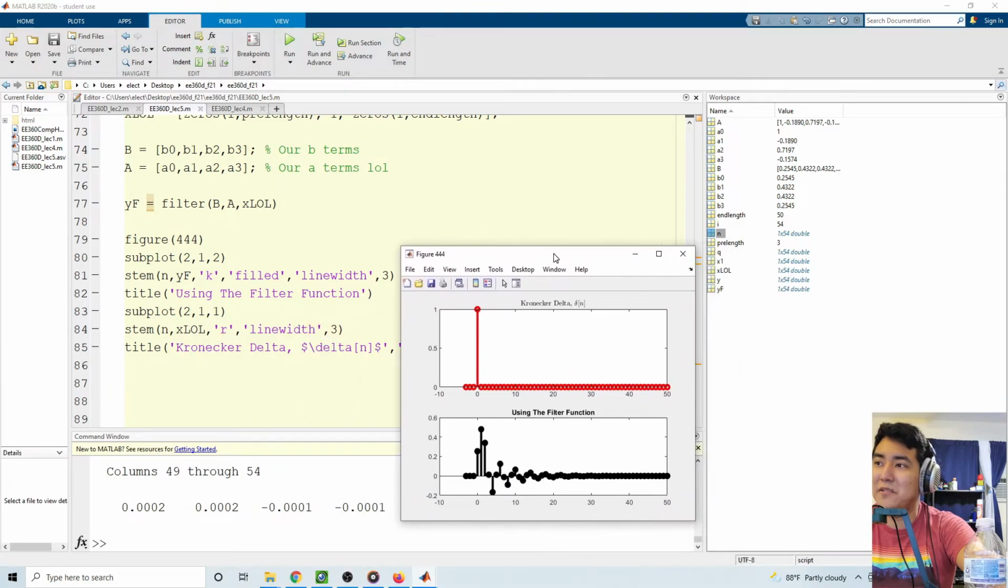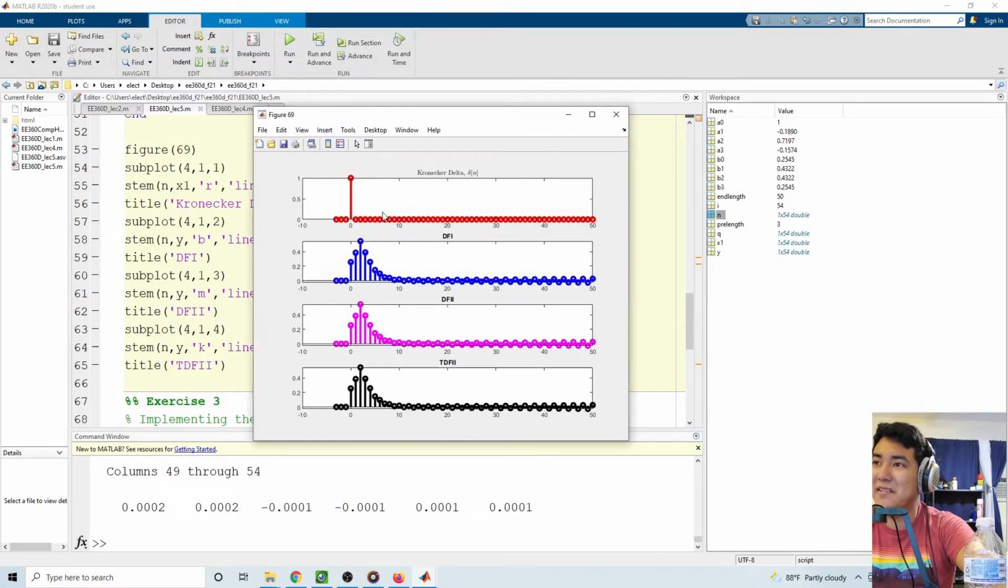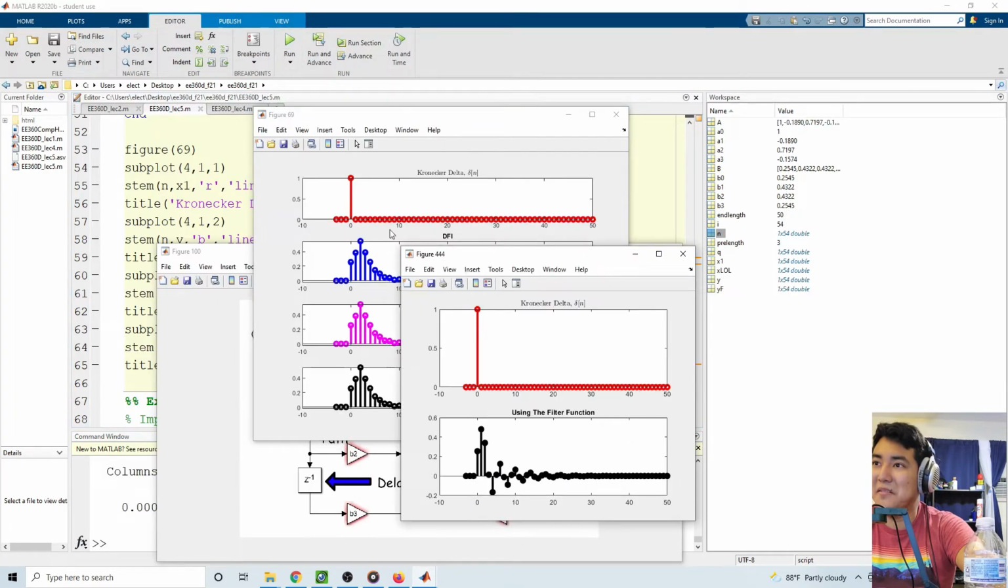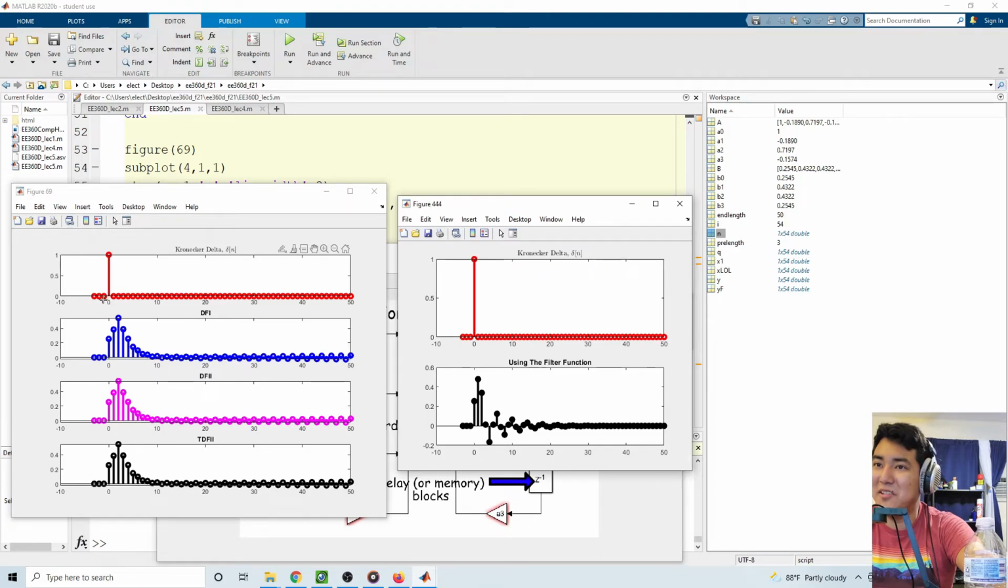Here's your first equation. Here's figure 444. It's figure 69. Let's run the whole thing. Here's our Kronecker delta. 1, 2, 3. Here's that 0. 1, 2, 3. Look at that. They're the same. It ends at 50. Yay.